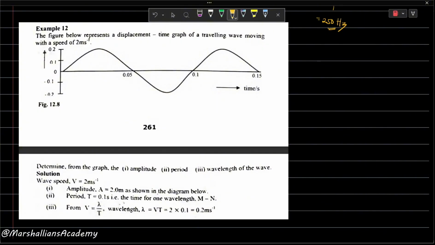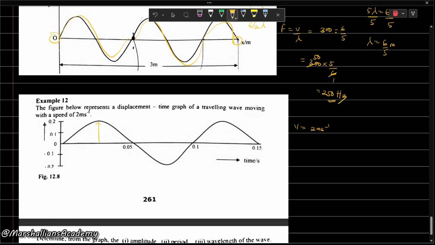What were we given first? We are given the velocity of the wave to be 2 meters per second. That's not all. We are given the amplitude to be 0.2. Is this in meters? I guess. Oh, there's a solution there. So we've been given the amplitude to be 0.2 meters.